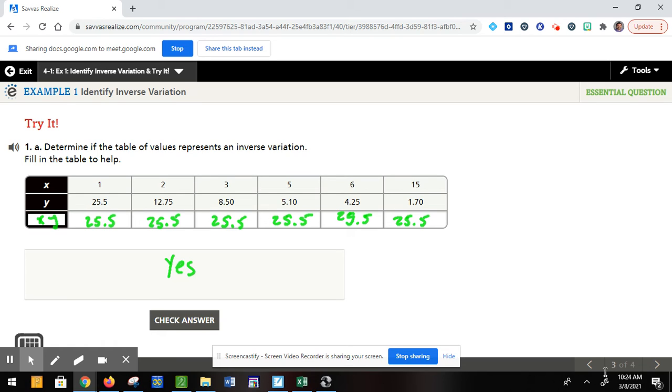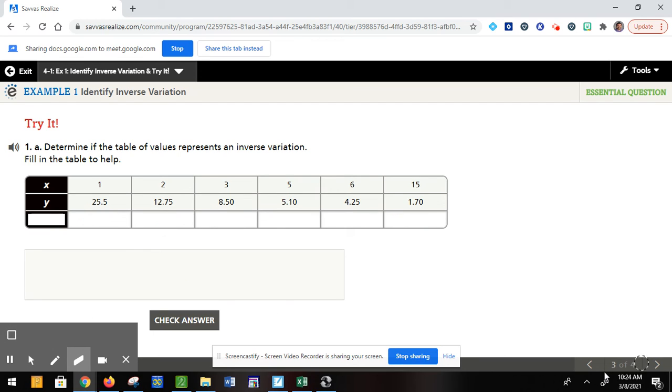So for 1a here, each time I did x times y, I got 25.5. So that means, yes, this is inverse variation. All right, let's give 1b a try.